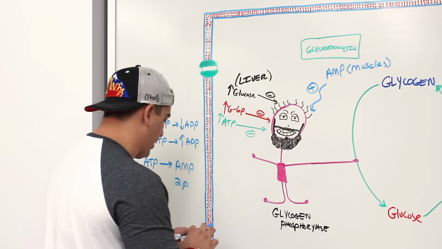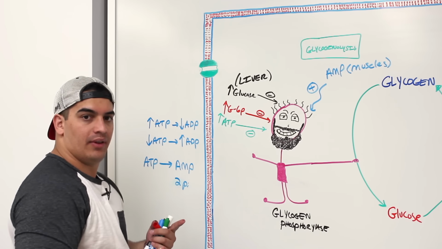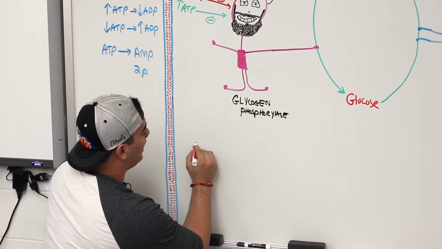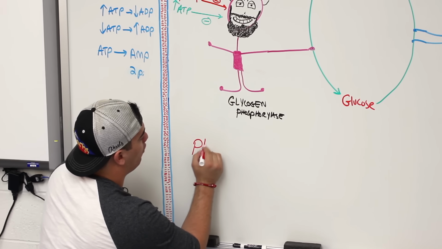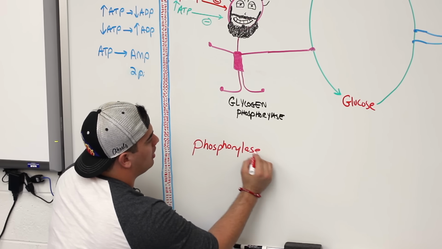Now, there's another weird thing about this. There's an enzyme that controls this enzyme's activity. Okay, so let's come down here. Now, we have an enzyme. This enzyme is called phosphorylase kinase.